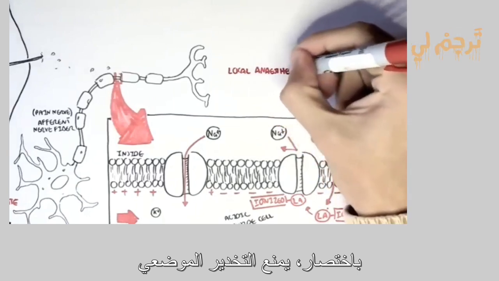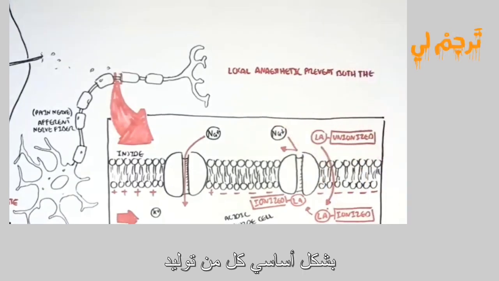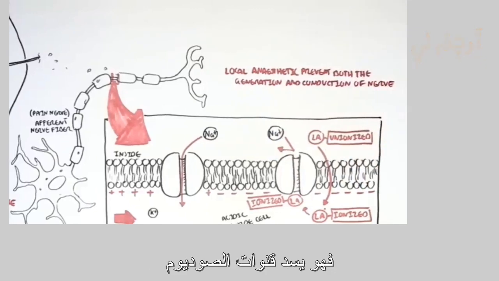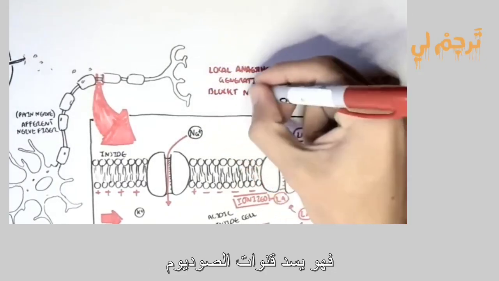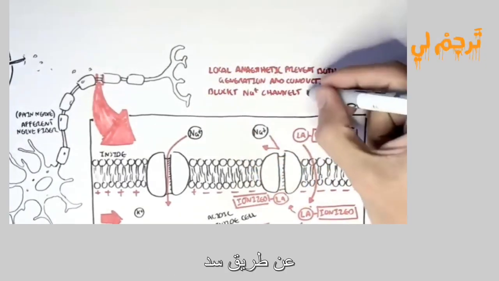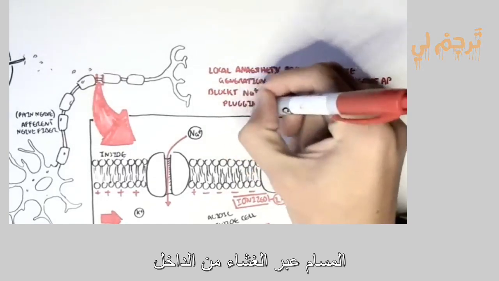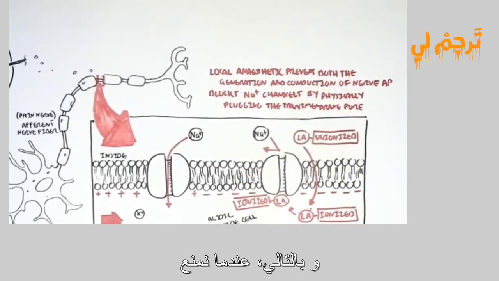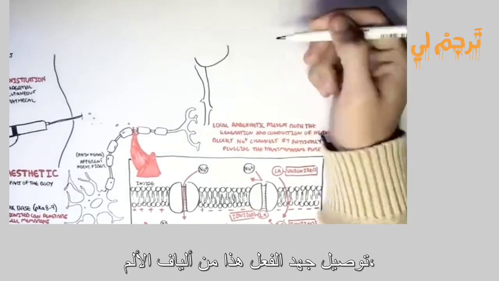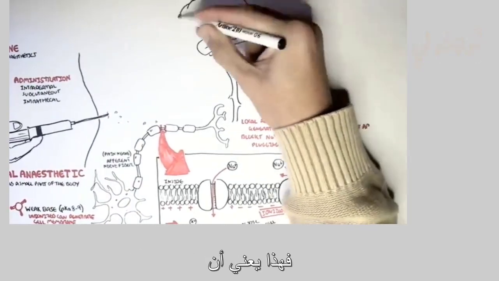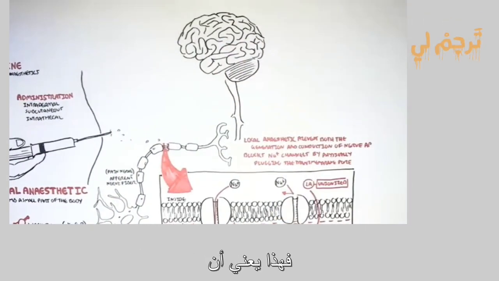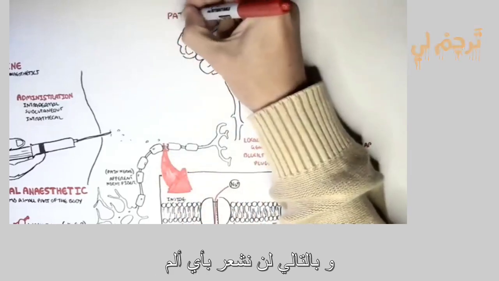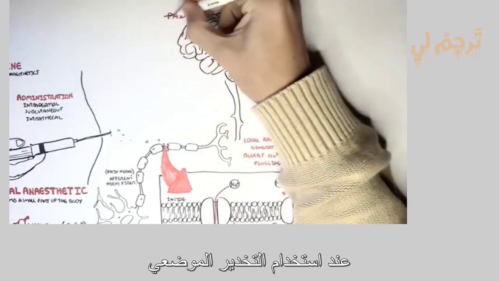So, in summary, a local anesthetic essentially prevents both the generation and conduction of the nerve action potential. It blocks the sodium channels by physically plugging the transmembrane pore from the inside. And so when we prevent the conduction of this action potential from this pain fiber, that means that the brain will not receive this pain signal, and so we would feel no pain when we use local anesthetics.